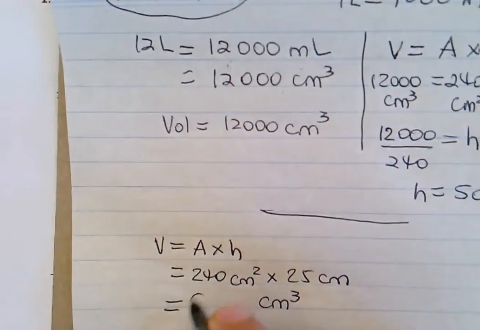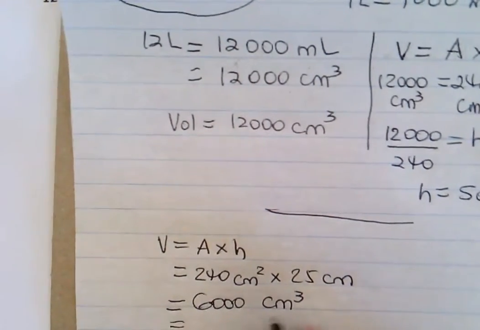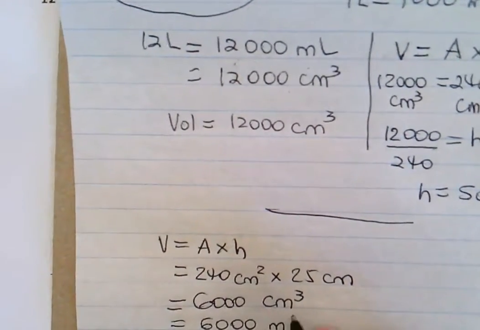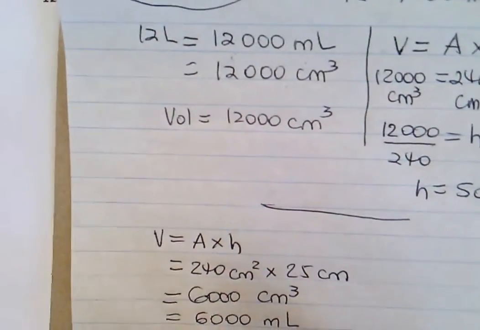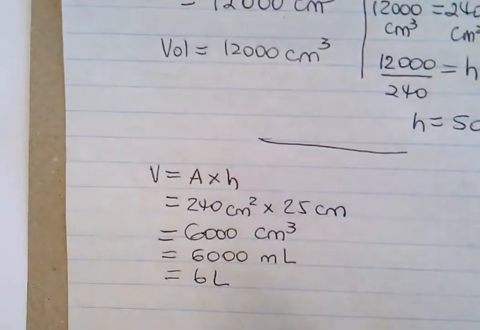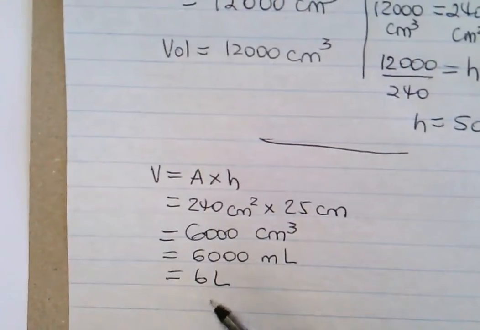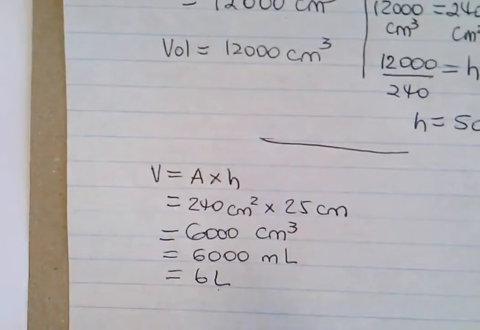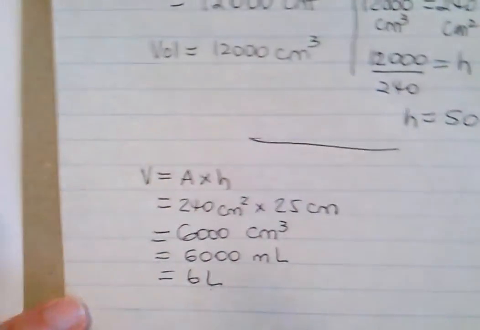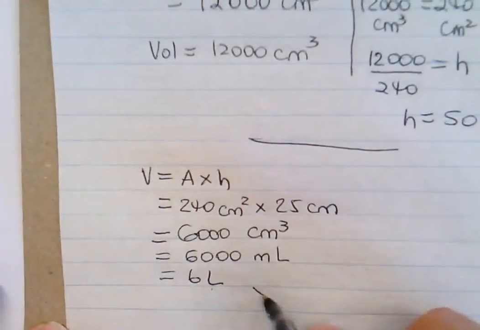2,000? 6,000? 6,000 centimetres cubed is 6,000 mils, because 1 centimetre cubed is a mil, which is 6 litres. Can you see that that's not the answer? The volume's not big enough. It's supposed to be 12 litres. According to the question, it must be the bigger one. Do you get it? So that's wrong.